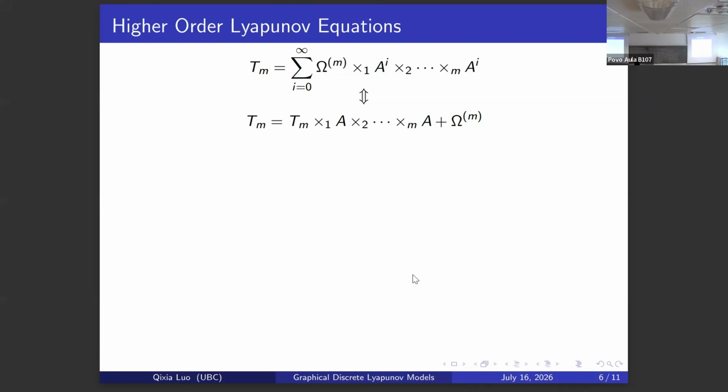So now I want to talk about the higher order Lyapunov equations, which are these two equations here. They're equivalent. When m is equal to 2, it's the Lyapunov equation, and when m is bigger than or equal to 3, it's called the higher order Lyapunov equations. These equations relate the stationary cumulant tensors of the VAR(1) process, which are the T^m's, with the error cumulant tensors, which are the capital omega^m's, and the adjacency matrix of the VAR(1) state.